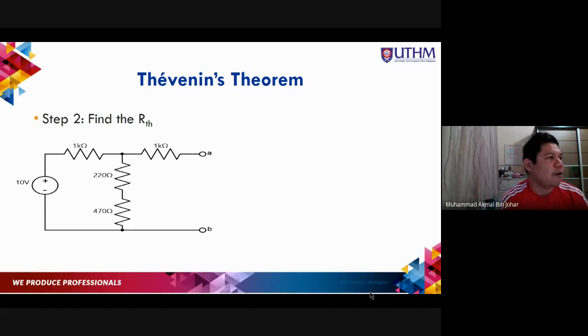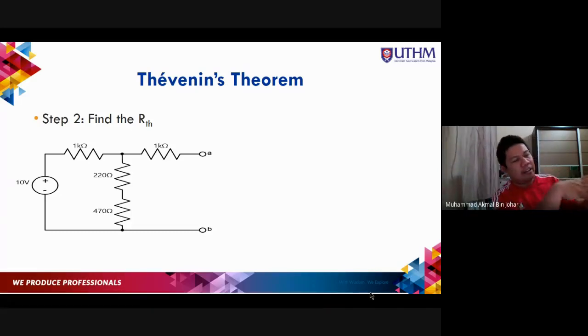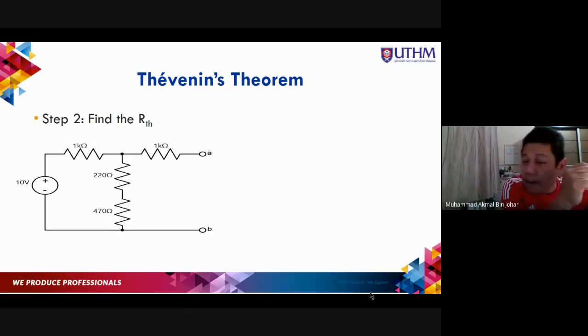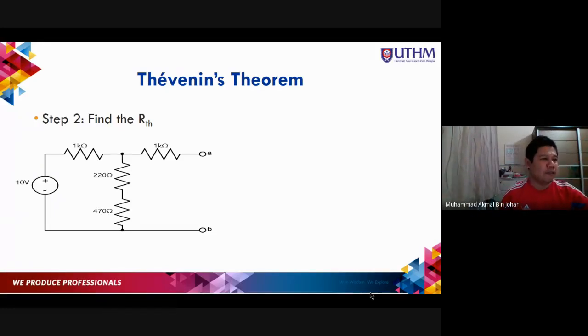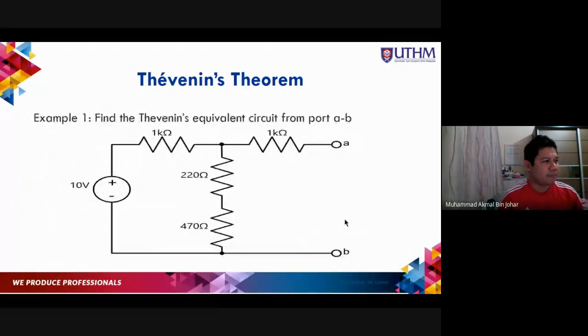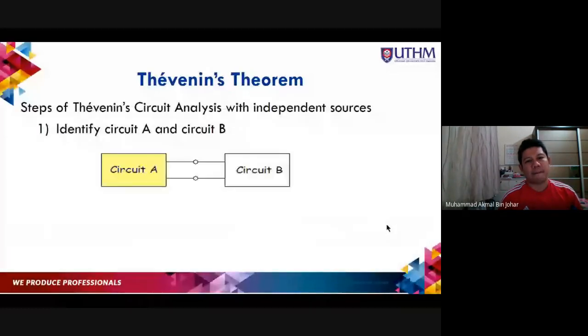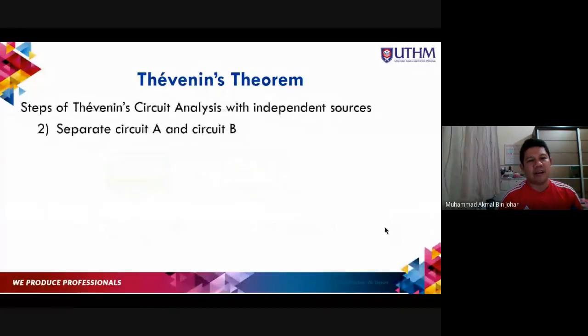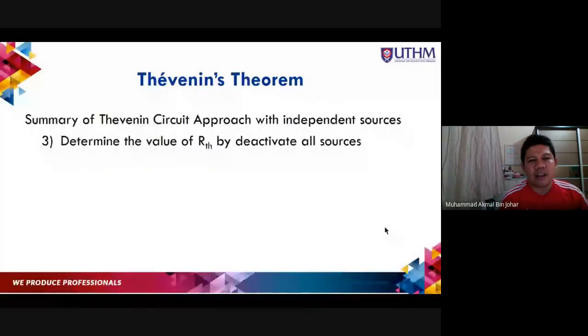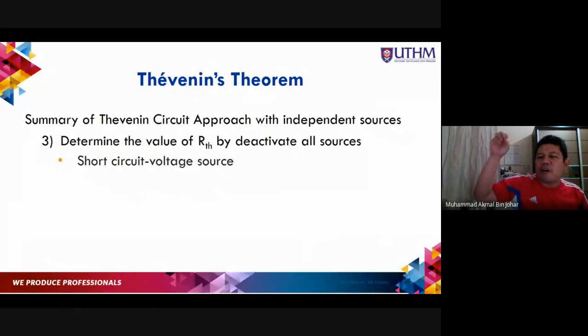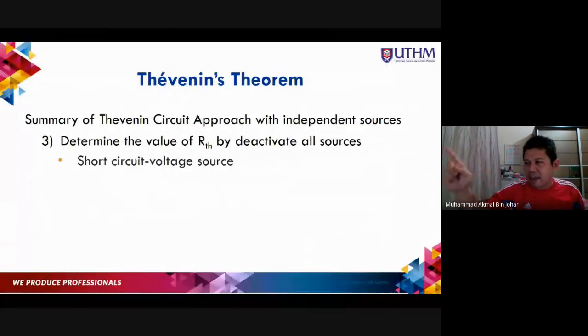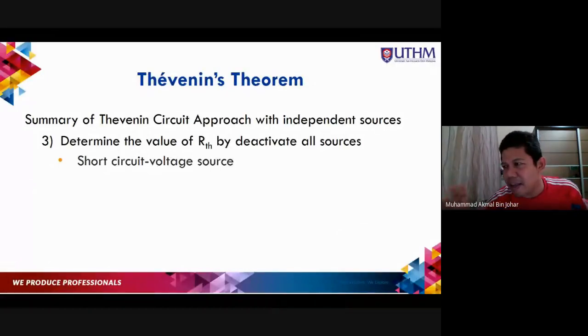So the second step to solve this is we need to find the R Thevenin value. In order to find the R Thevenin value, what are the steps? If you go back to the steps, it's easy. To determine the R Thevenin, we deactivate all sources at one time, at the same time.